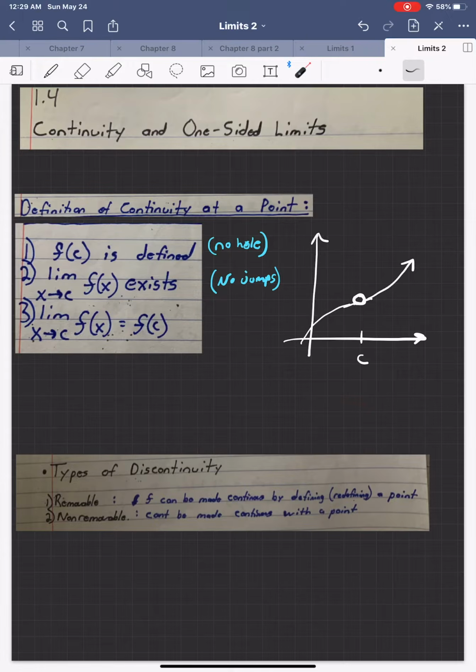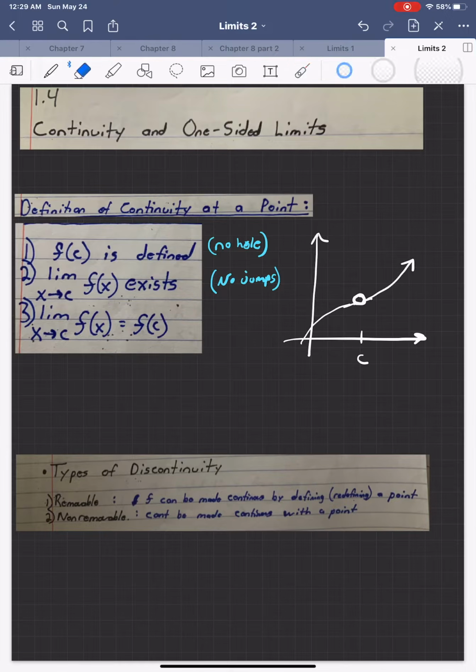So in other words, I can't draw this without lifting my stylus, but if I were to fill in my hole, right? If I gave you 1 point that you could use to fill in a hole, then I would now be able to draw it without lifting my marker. So that is what we mean by removable discontinuity. F can be made continuous by defining or redefining a single point.